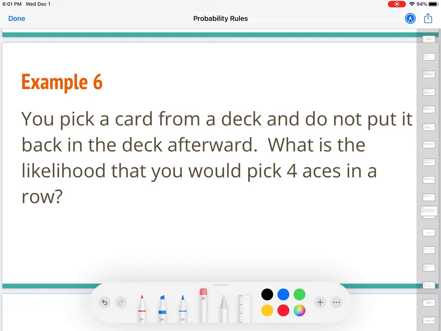You pick a card from a deck and do not put it back in the deck afterwards. What is the likelihood that you would pick four aces in a row? So this one's a little trickier. Each one is a different draw, but we can't just, there are 52 cards in a deck, and there are four aces, so it'd be 4 over 52 times 4 over 52 times 4 over 52 times 4 over 52.